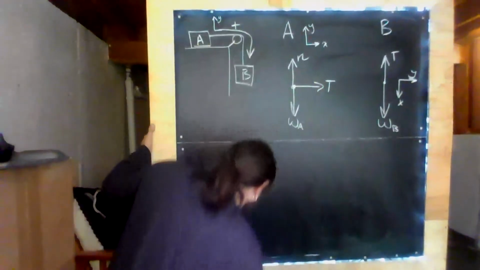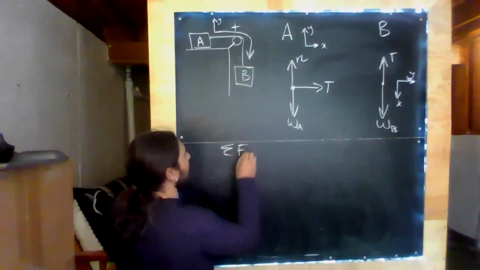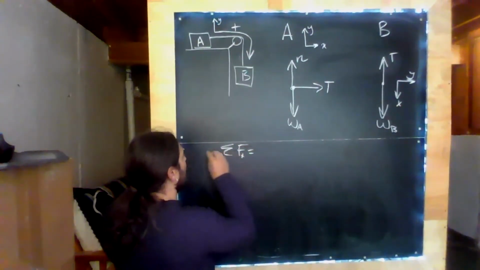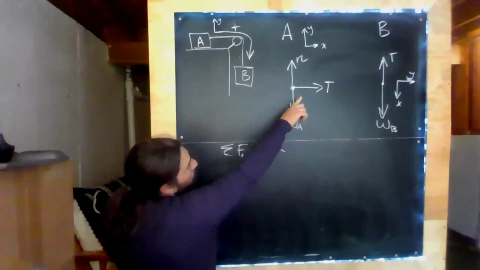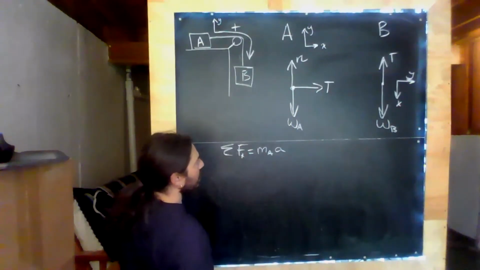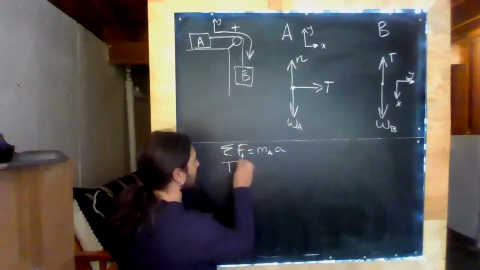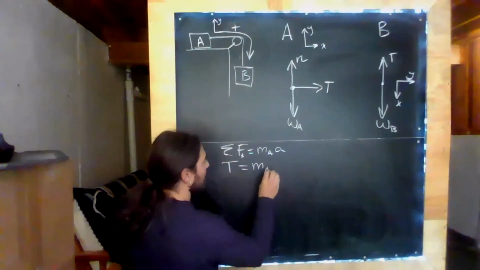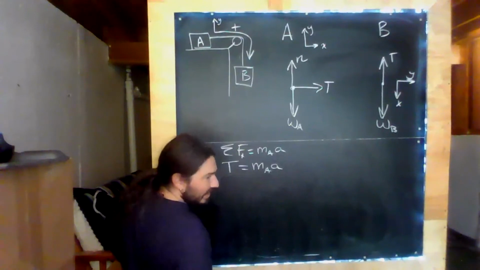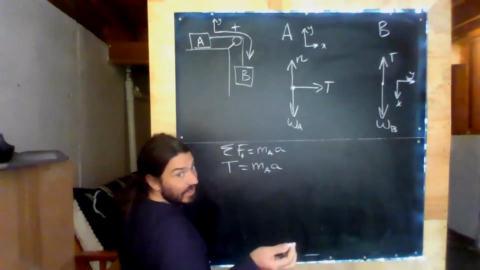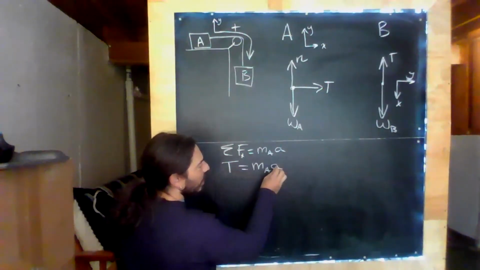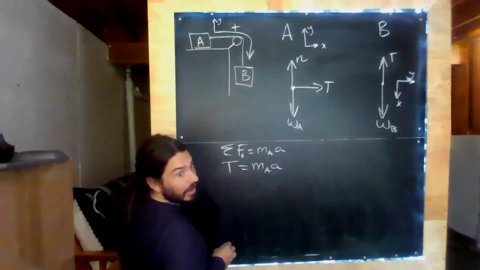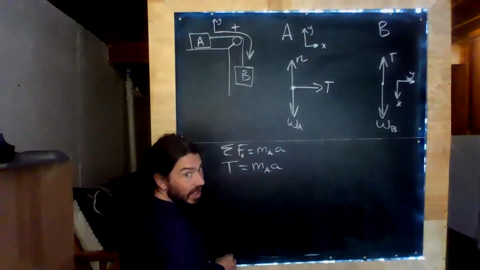So for block A, the sum of the forces in the X direction equals mass of block A times A. Well, I only see one force in the X direction on block A. So that is tension equals m_A times the acceleration. Now, at this point, some of you might be tempted to give up or feel like maybe you picked the wrong strategy, because we don't know tension and we don't know A, and so we can't get any farther here, right? But don't give up on the strategy yet. You have two unknowns and one equation. That means we need another equation.